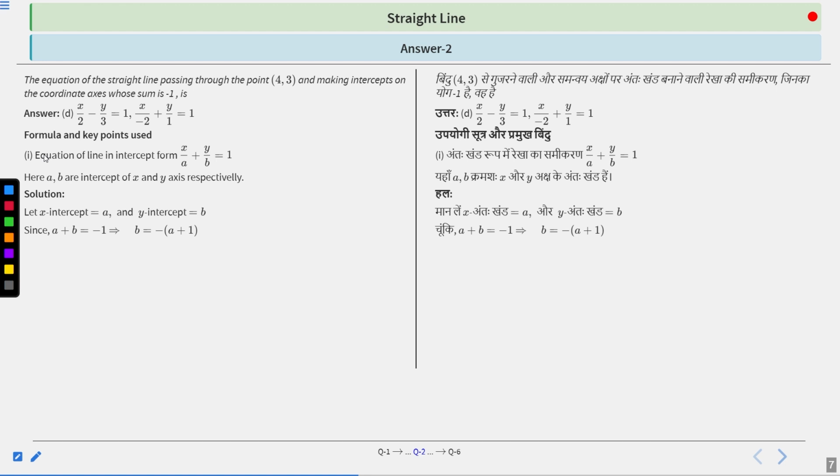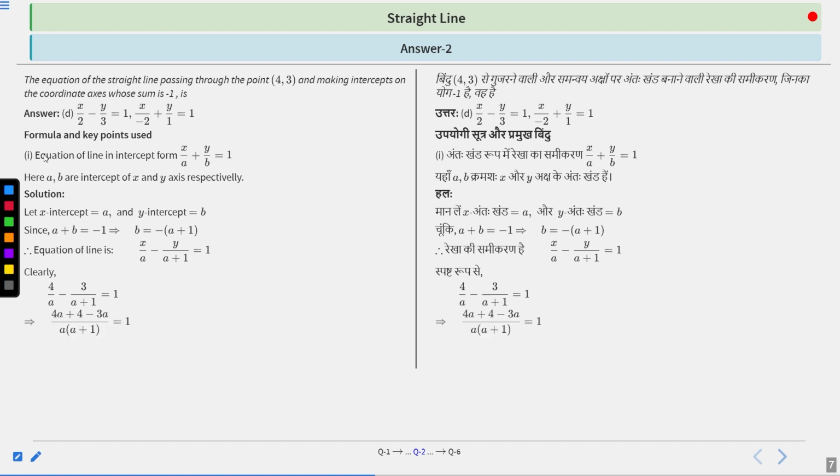So let the x-intercept be a and the y-intercept be b. Now since a plus b is equal to -1, therefore b is equal to minus of a plus 1. Therefore, the equation of the line is x by a minus y by (a plus 1) is equal to 1. Clear? So let's put the point (4, 3) in the equation.